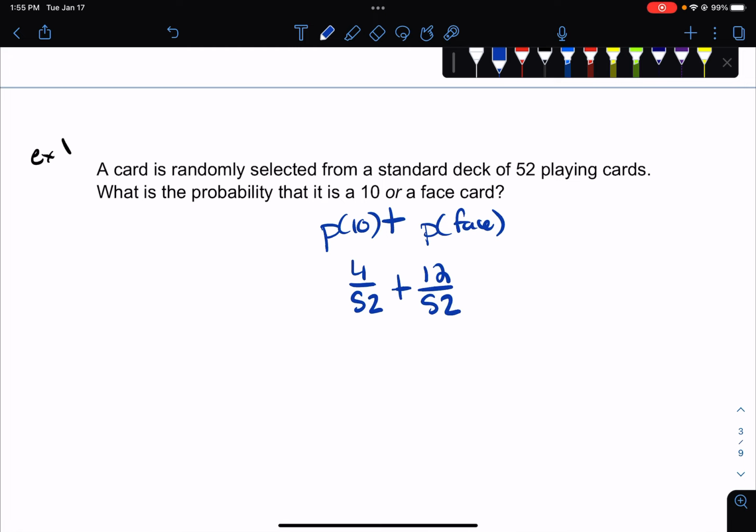Now, here's where I needed to think for just a second. Are any of the cards face cards and 10 cards? Well, no, because the faces are jacks, queens, and kings, not 10s. So I don't have to subtract anything. All I have to do is add this together. I get 16 over 52, which should simplify to 4 over 13. All right, so my probability of getting a 10 or a face card is 4 out of 13.